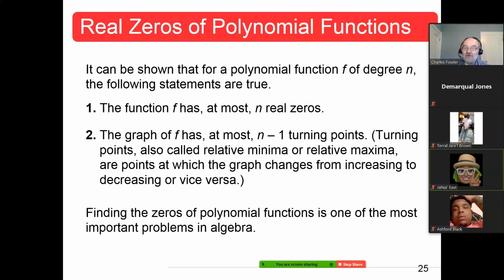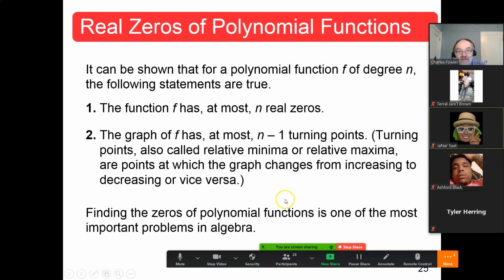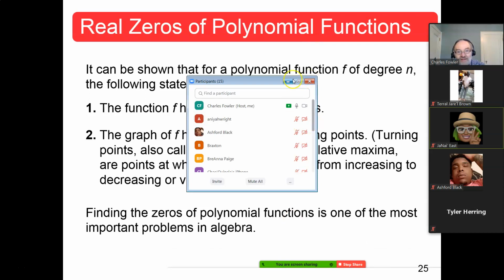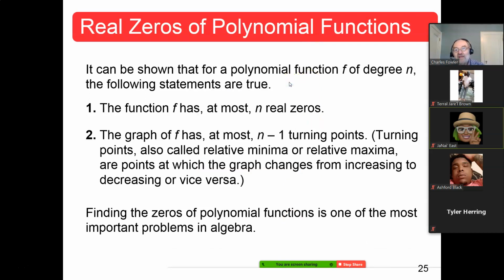It can be shown that for a polynomial function of degree n, and it looks like we lost somebody else too. I don't see anyone else coming in, and we lost one. Okay, it can be shown that for a polynomial function of degree n, the following statement's true. The function f has at most n real zeros.